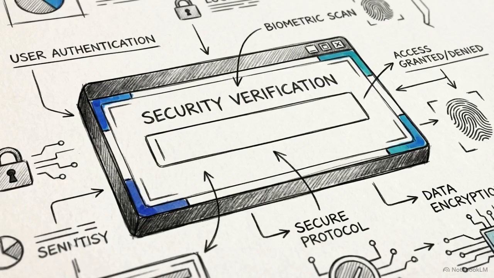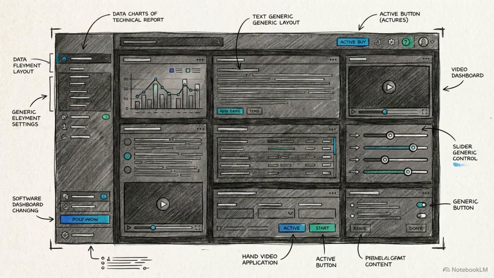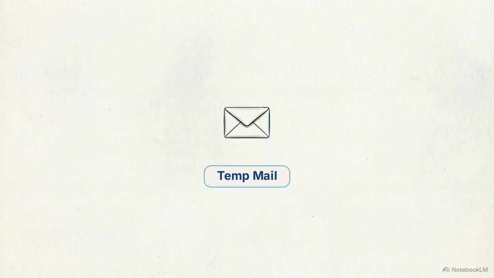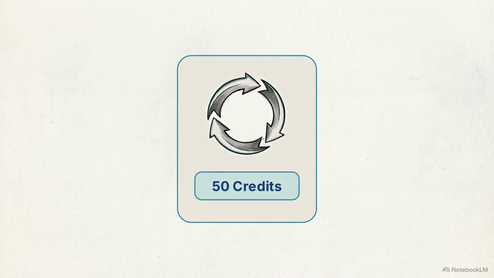The system will ask you to prove you are human. Just click and drag the puzzle piece into the empty box to pass the security check. After verification, your dashboard will load. Look for the button labeled Try AI Models and click it to open the generator. Because we used a disposable address, we aren't tied to a single account. The moment this specific profile runs out of credits, we can simply generate a new temporary email, register again, and start with a full balance.